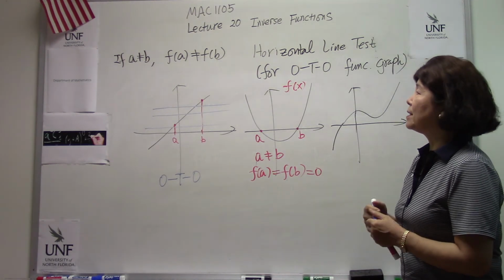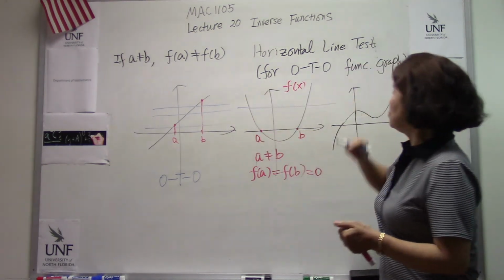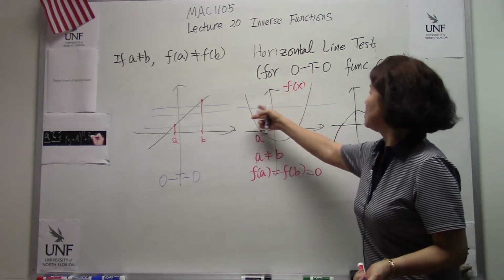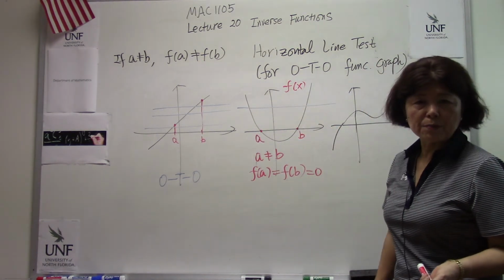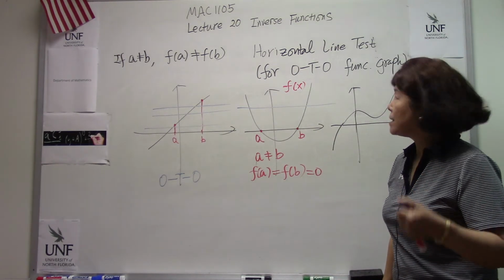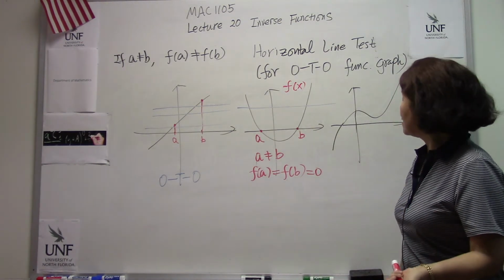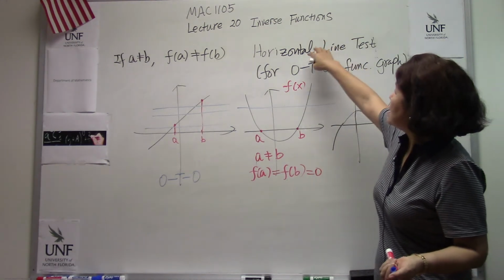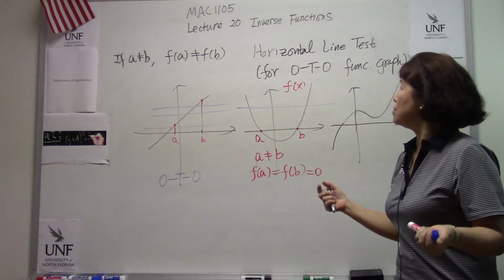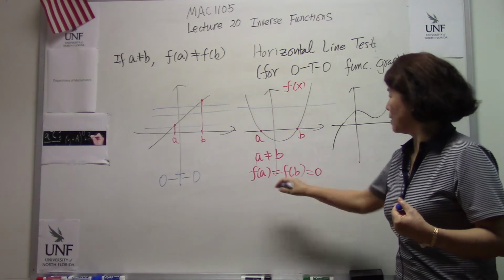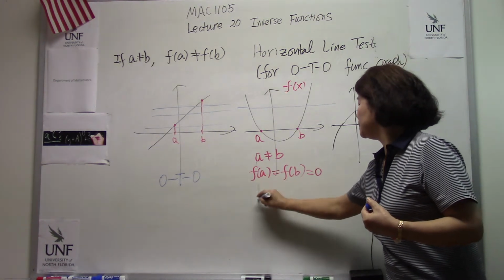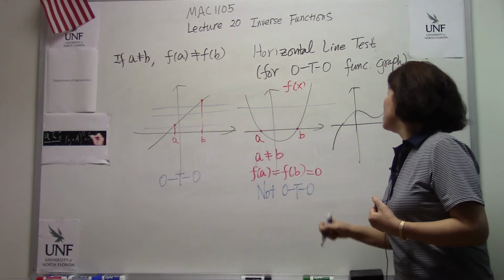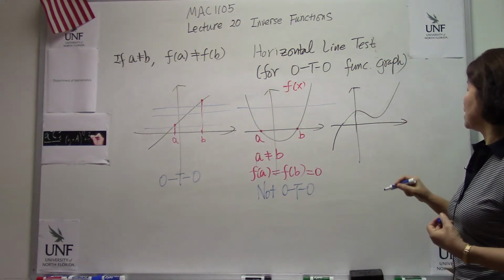On the other hand, graphically, I'm going to draw a horizontal line over here. This horizontal line intersects the graph at two different points. That shows that this is not a graph of a one-to-one function, and this is how we use the horizontal line test. Okay, so this is not one-to-one.